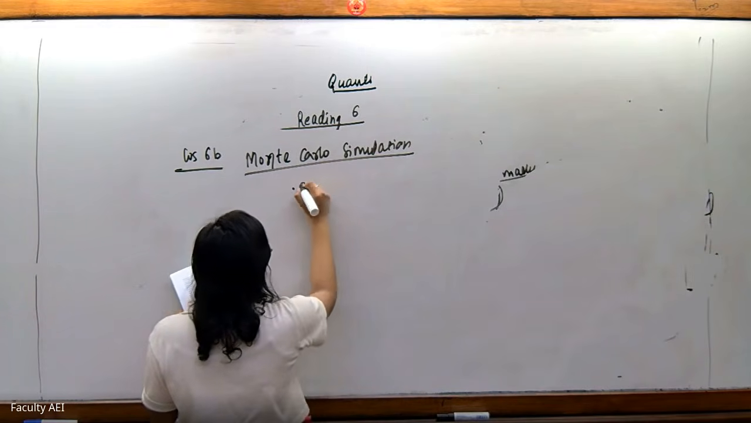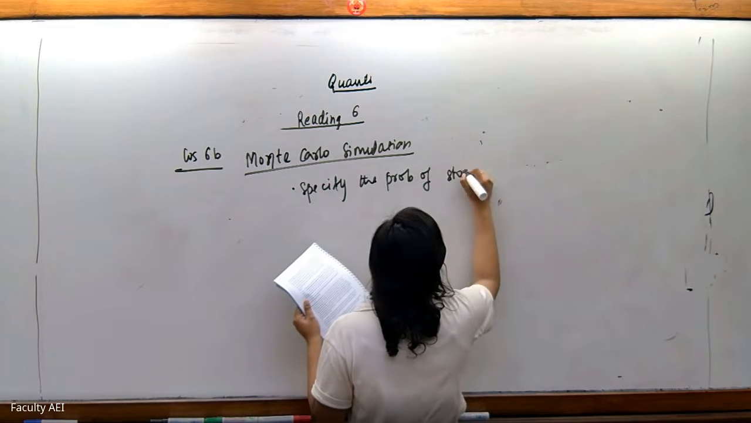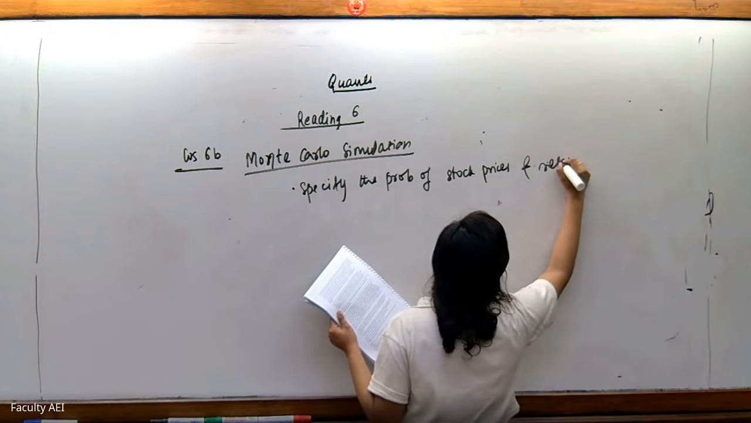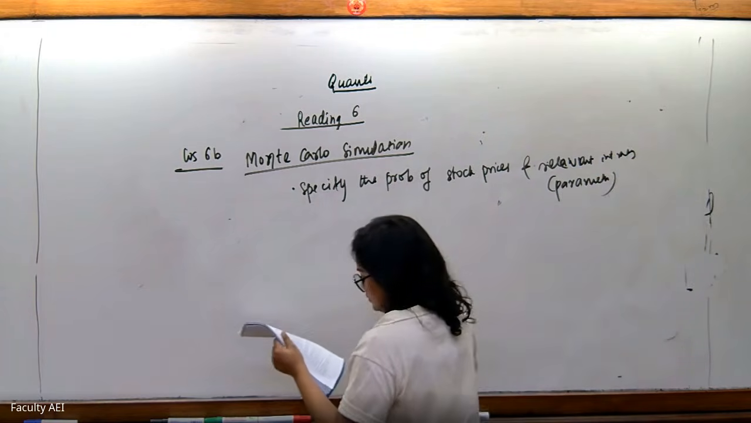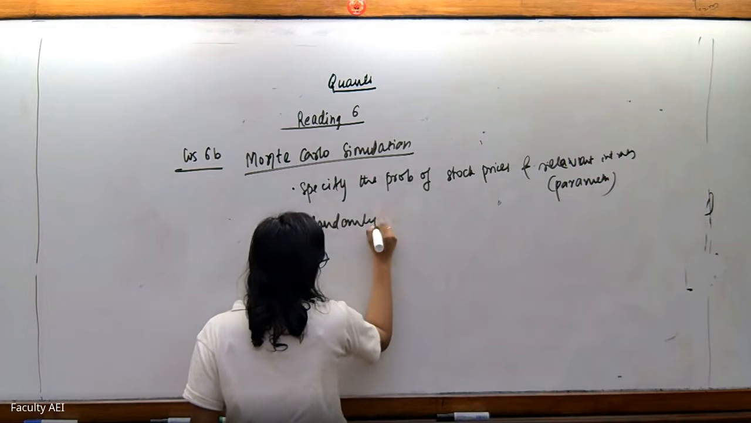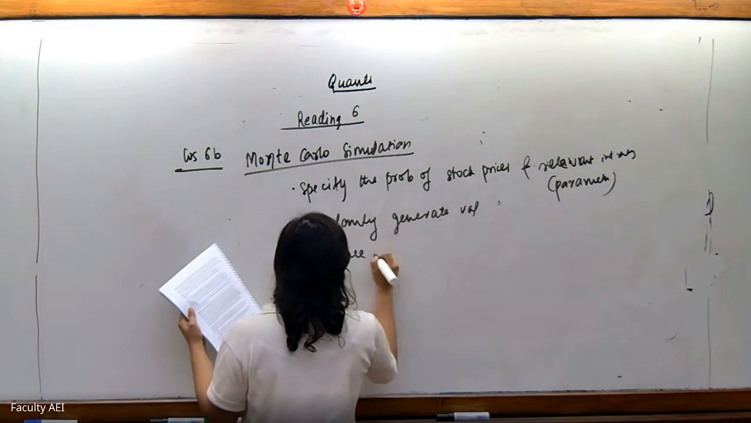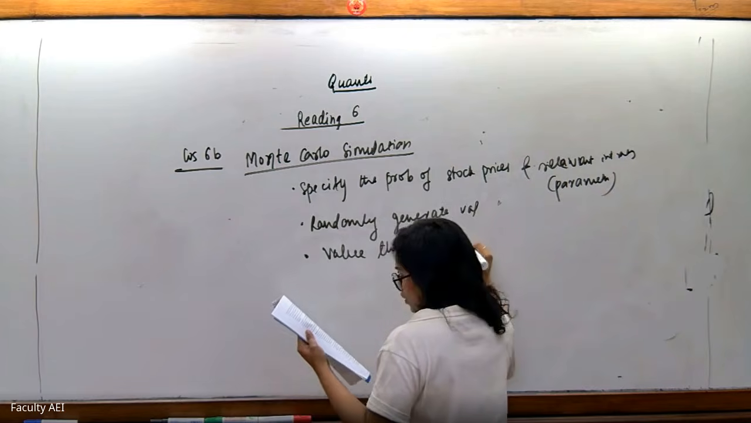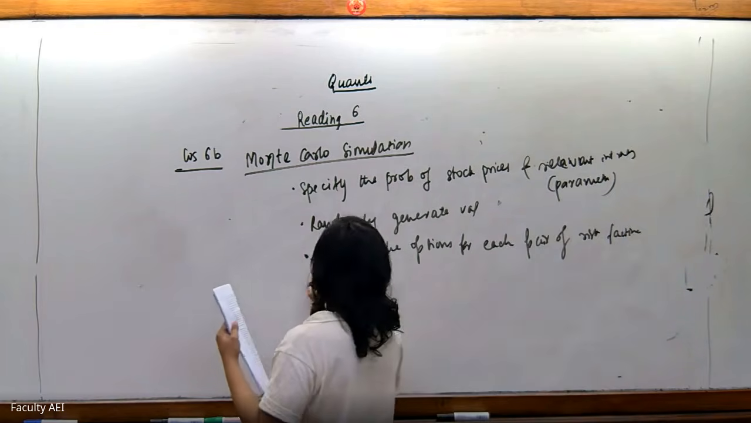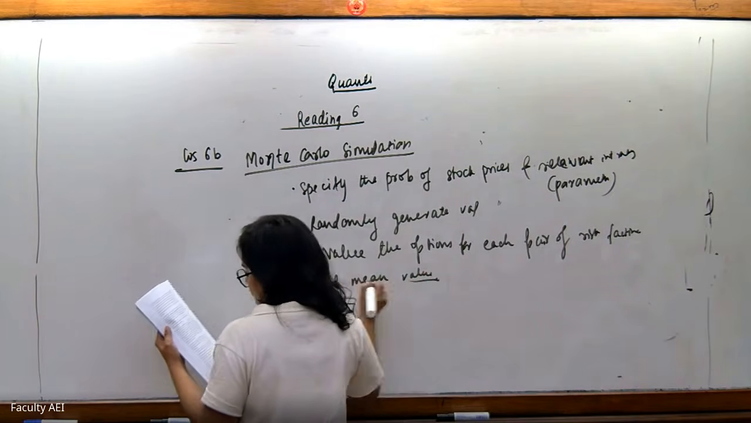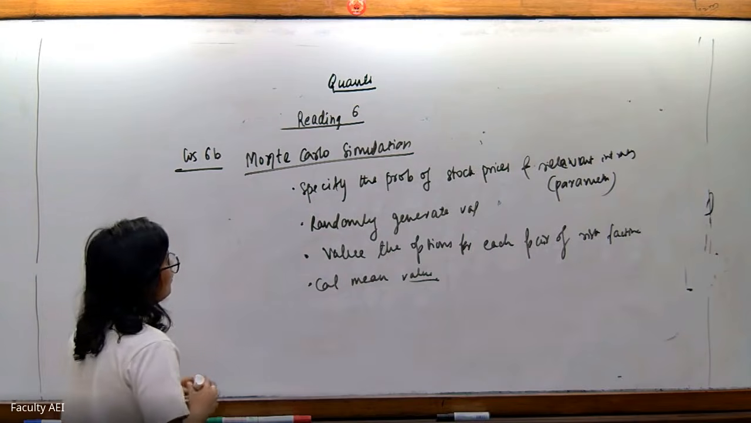So the steps are, you specify the probability distributions of stock prices and relevant interest rates, whatever parameters are there, randomly generate values, value the options for each pair of risk factors, and calculate the mean value. So what does Monte Carlo simulation do?